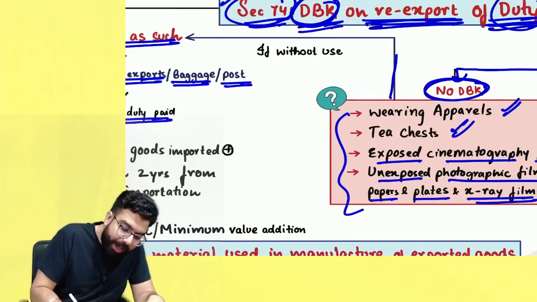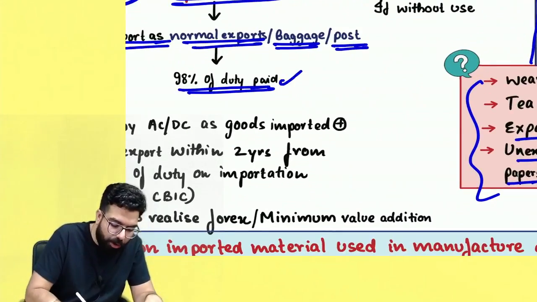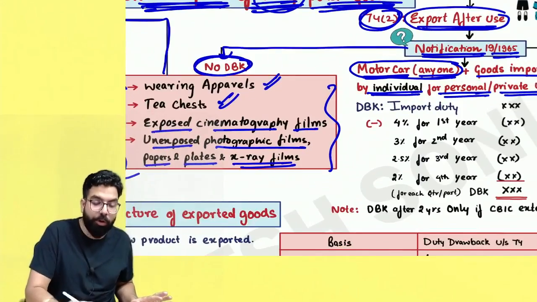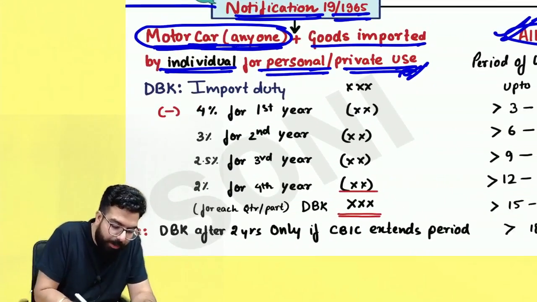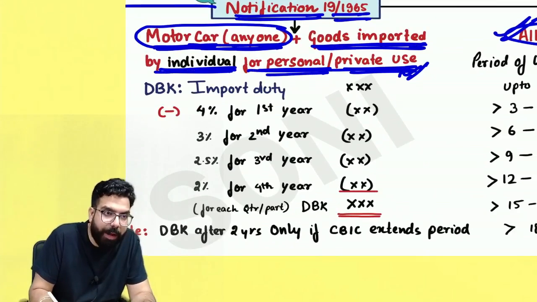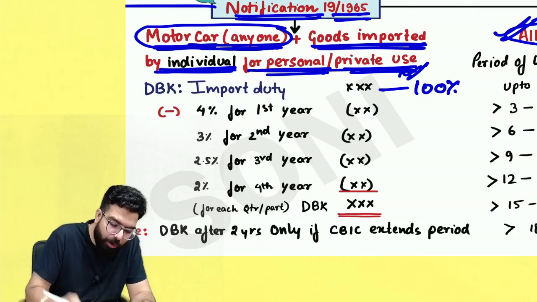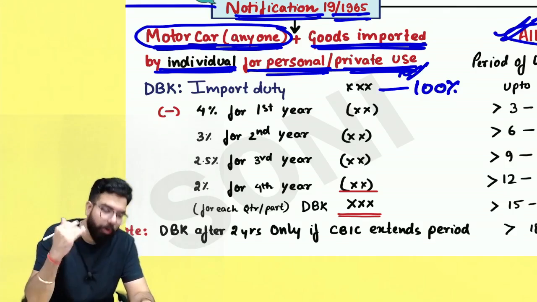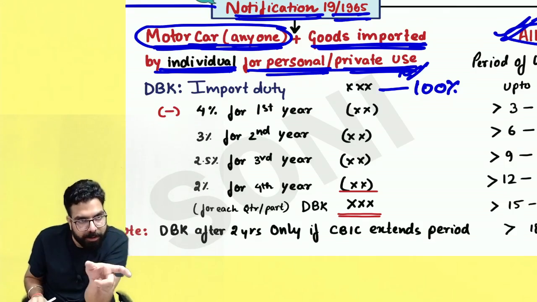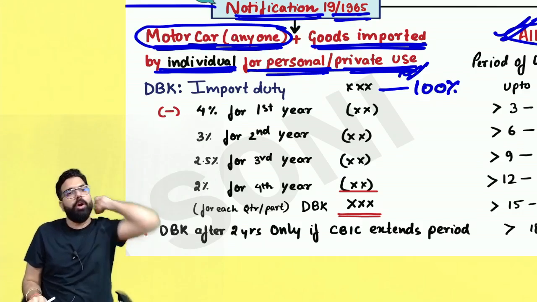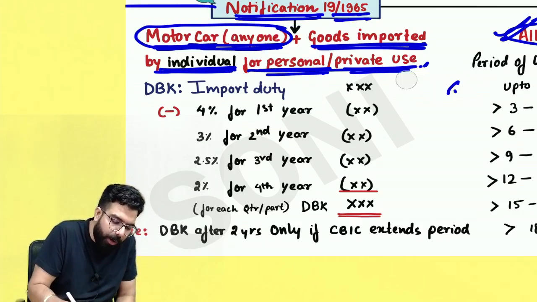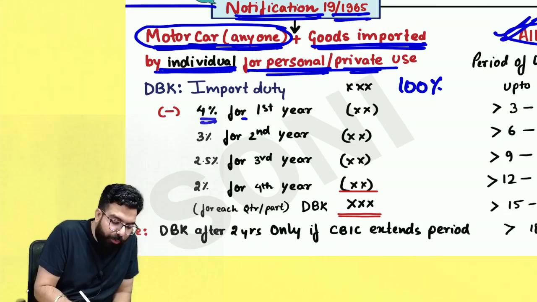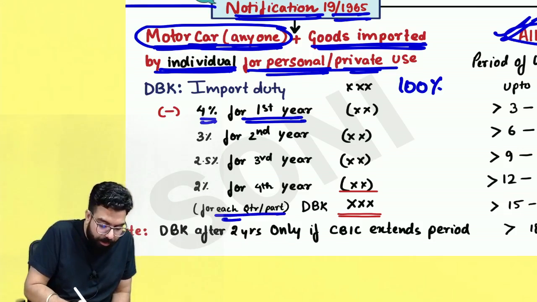But sir, what if I export this without use? Then remember, without use, if you export as such, 98% duty drawback is there, but after use, there is no duty drawback. Then, sir, motor car by anyone or goods imported by an individual for personal or private use: whatever duty is paid, consider it to be 100%. Now, they will reduce it and you have to find out the percentage, and that much percentage will be given as duty drawback. So whatever import duty you have paid, supposing I say that is 100% duty, out of that they are telling 4% for the first year, per quarter or part thereof, reduction will be done.